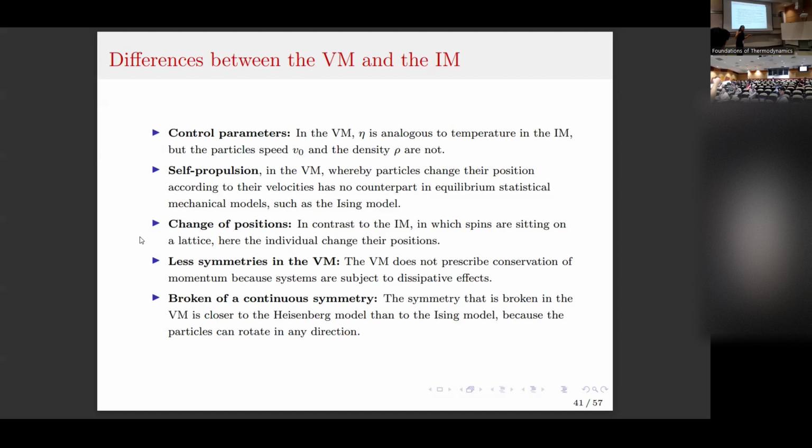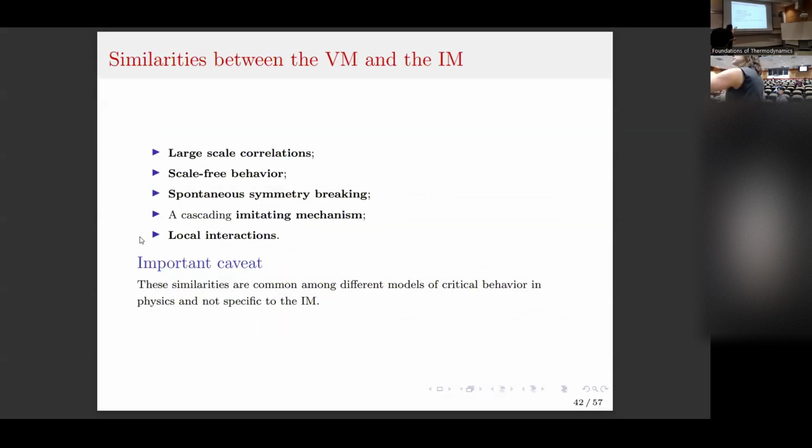Actually, the flock works as a momentum sink, so the birds gain momentum, and this makes sense, right? And there is broken symmetry, but not an up-down symmetry as in the Ising model. It's a broken continuous symmetry because we assume that birds could point in any direction. Despite that, there are a lot of similarities, for instance, with respect to large-scale correlations in both cases, scale-free behavior, spontaneous symmetry breaking, and an important causal mechanism, that is this cascading imitating mechanism, and locality.